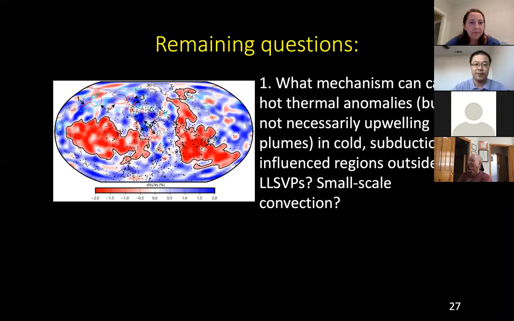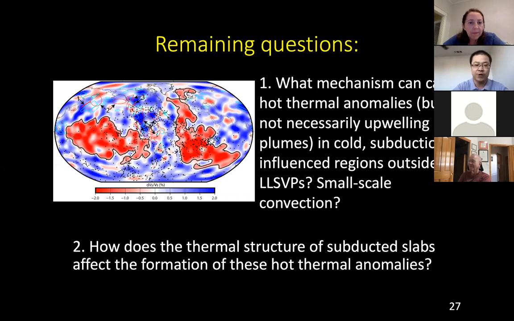And this is quite interesting. And again, I want to remind you that we observe lots of low velocity structures near the core-mantle boundary, but we don't observe many mantle plumes outside the two LSVPs, right? This is really interesting. And then we try to answer what mechanism can cause this observation. And the other question I try to answer is, how does the thermal structure of the subducted slabs affect the formation of these hot thermal anomalies?